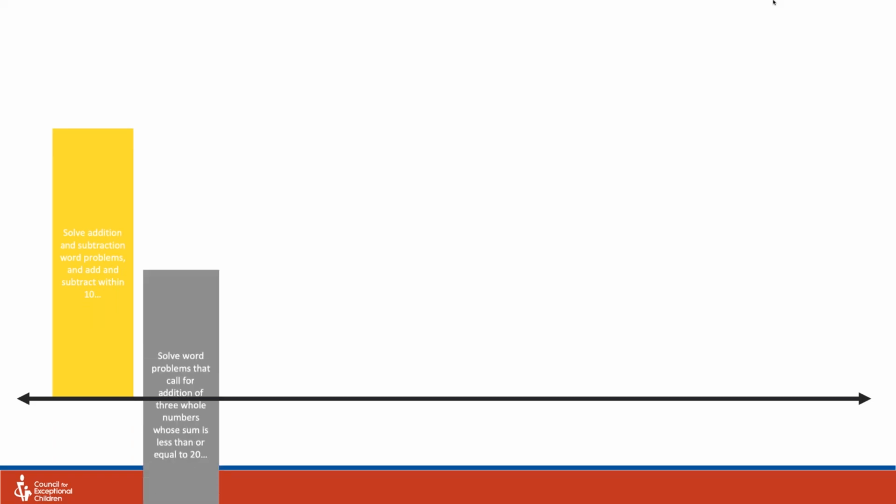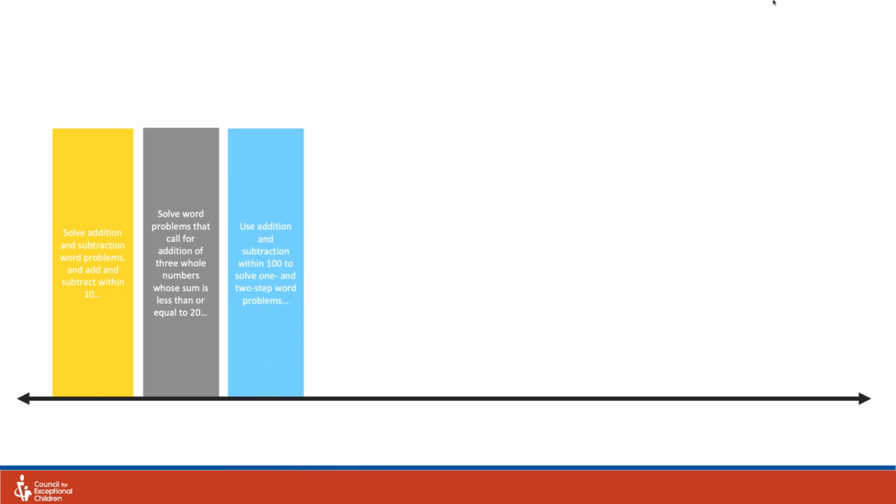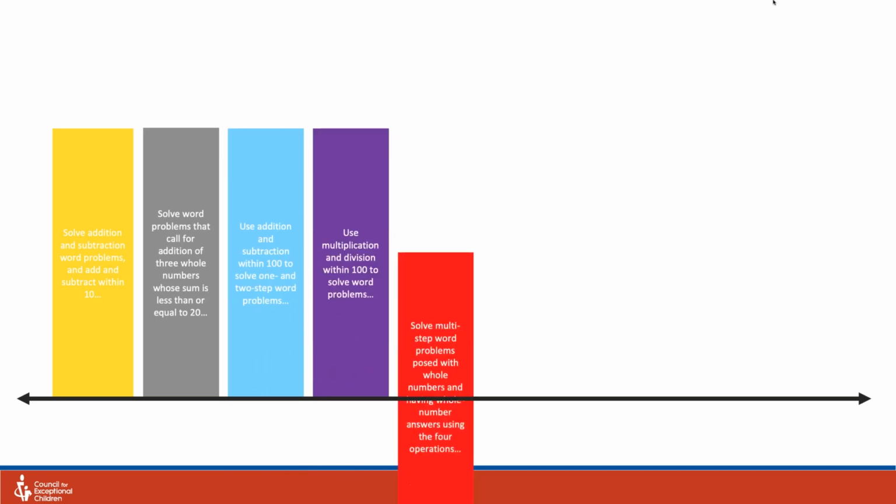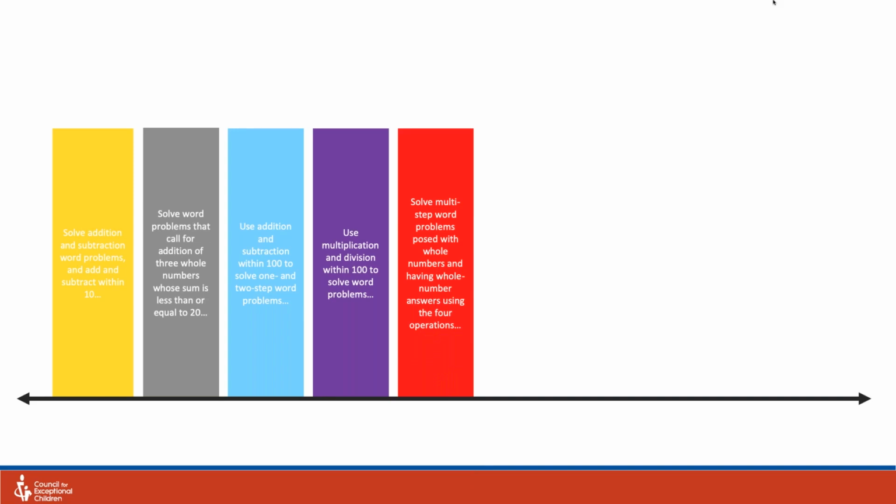Here's another pathway that's a little bit longer. This one is related not to place value, this one's related to problem solving. So first students start solving addition and subtraction word problems within 10, and then they do that within 20, and then within 100. Then we start to work on word problems related to multiplication and division. Then we work on word problems with all 4 operations.